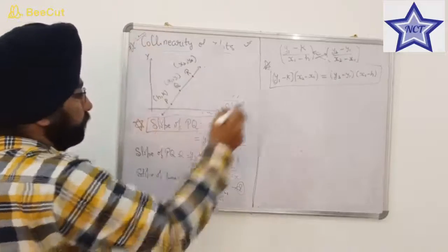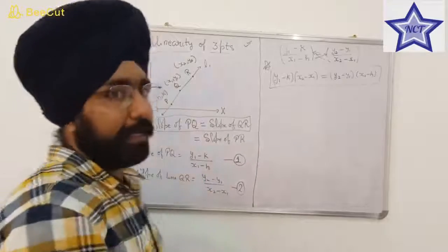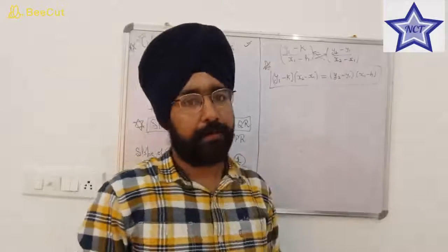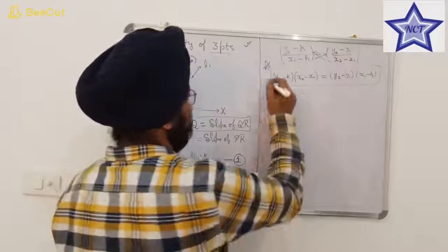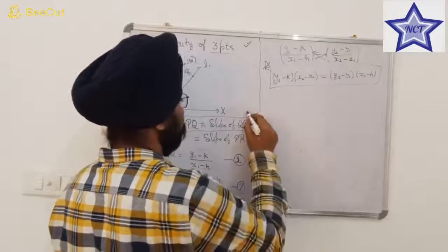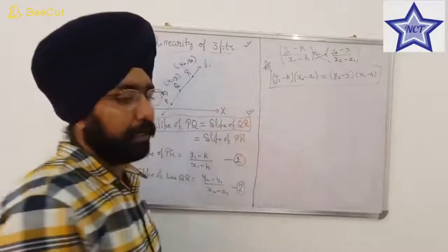और ये क्वेश्चन आपकी एनसीईआरटी में भी गिवन है, एग्जाम्पल नंबर 4, और ये क्वेश्चन काफी बार एग्जाम्स में पूछा जा चुका है कि what is the general condition, how to prove that 3 points on a line are collinear.